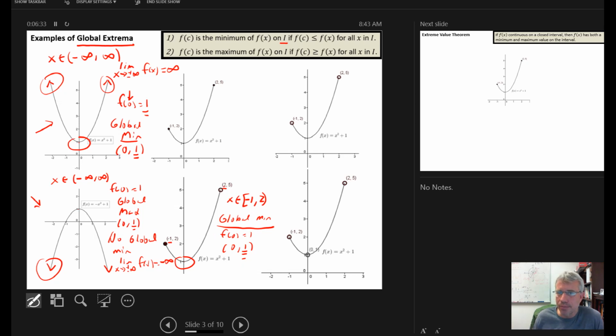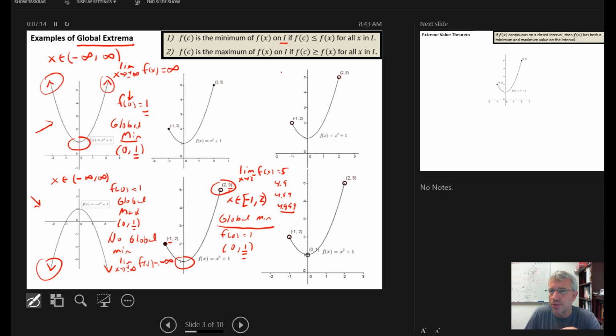There's no global maximum. So here, what you can see is if we take the limit as x goes to 2 from the negative side of the function, we see that it's trying to give us an output of 5. But because I have an open circle, there is no f of 2. f of 2 is undefined. So as we get closer and closer to 2, the function outputs get closer and closer to 5, but they never get to 5. So there is never a largest function output. So there is no global maximum.